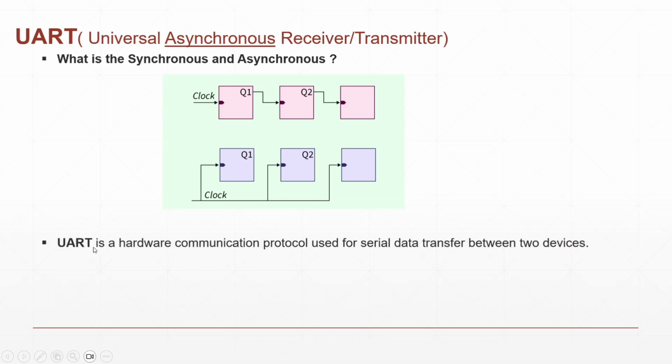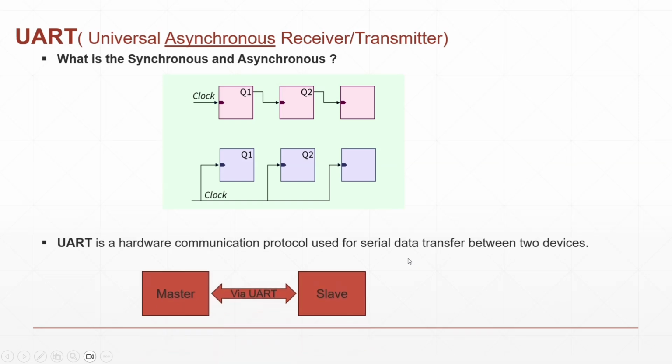Now let's move to the UART. What is the definition of UART? UART is a hardware communication protocol used for serial data transfer between two devices, meaning there are two devices, master and slave. What is the master and what is the slave? We already studied that in the last video. So how does communication happen between the master and slave? For that, some protocol is needed. While sending serial data between the two devices, we use the UART protocol. So this is the basic definition of the UART.